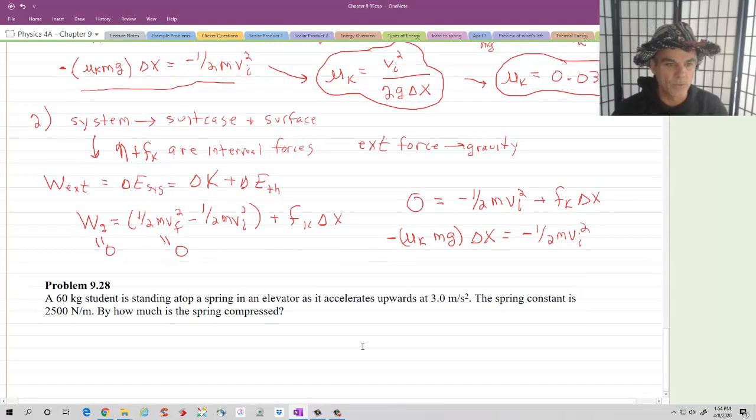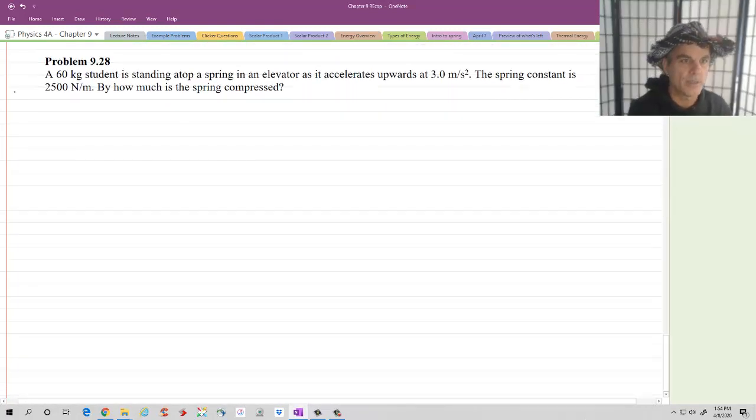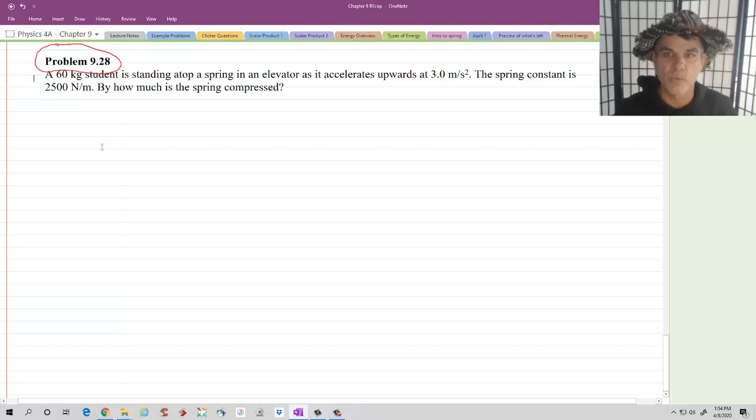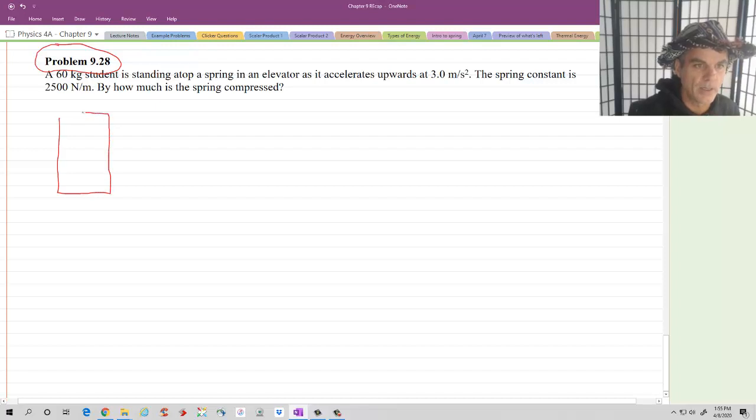All right, very last one. Problem 9.28. A 60-kilogram student is standing atop a spring in an elevator as it accelerates upwards at 3 meters per second squared. The spring constant is 2,500 newtons per meter. By how much is the spring compressed? So, we just kind of draw this poorly. You have somebody in an elevator and they're on a spring.